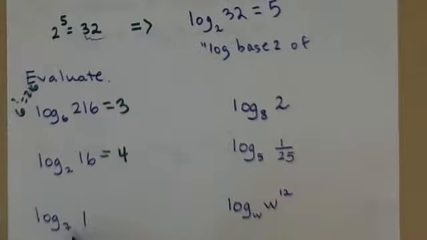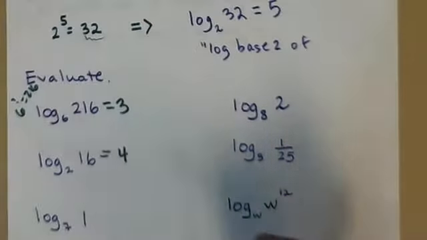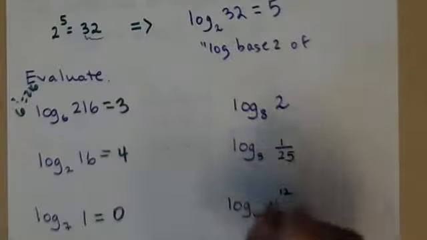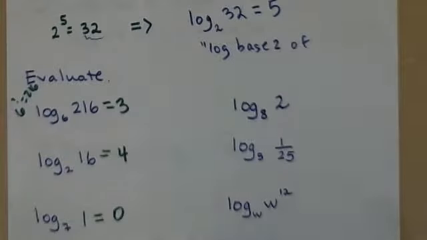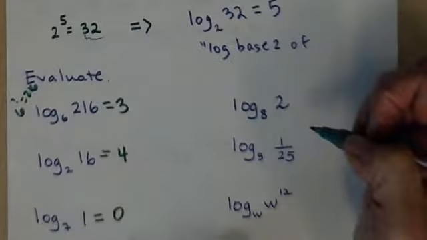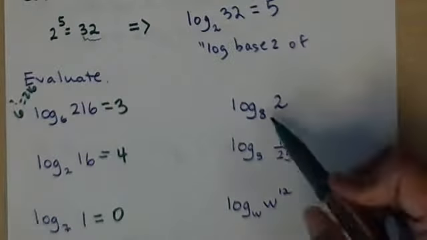Log base 7 of 1. 7 to the what to get 1? Pause if you want to think about it. Otherwise, we all know that anything to the 0 power gives us 1. Okay, anything real and all of those, but for us, anything to the 0 gives us 1.